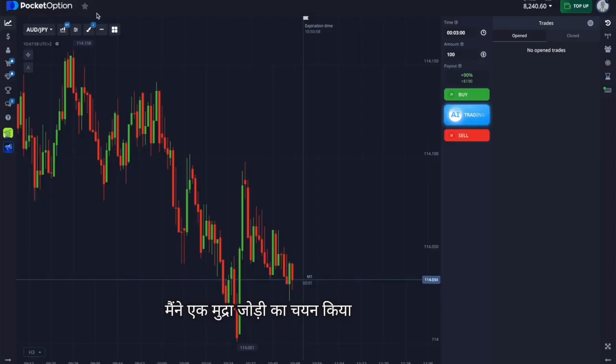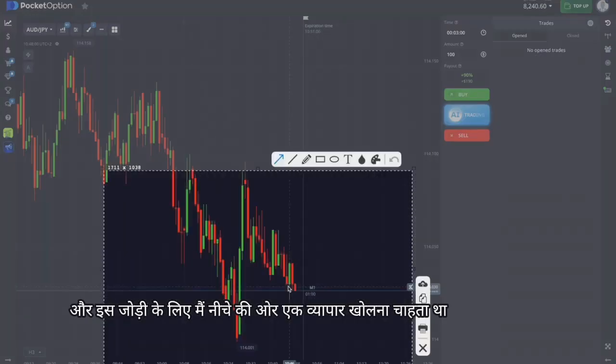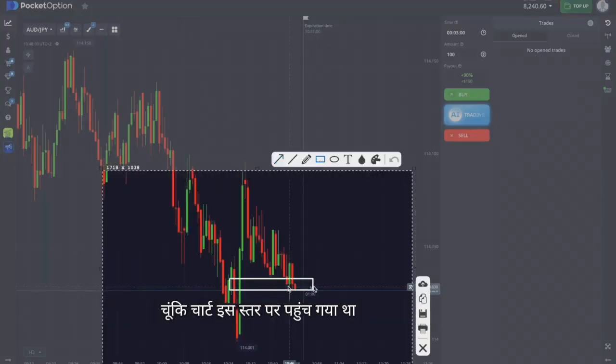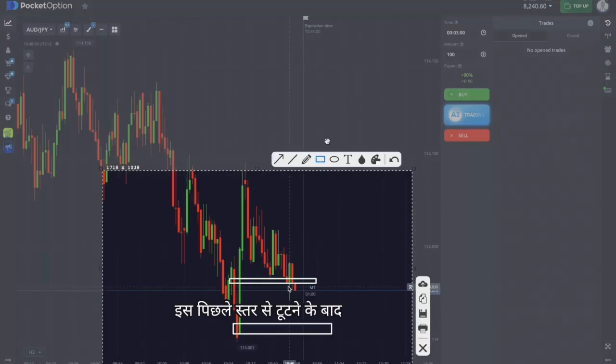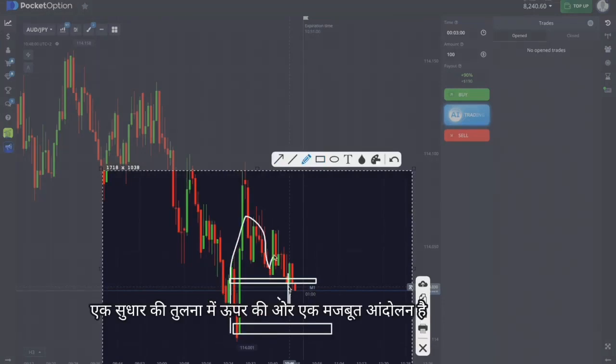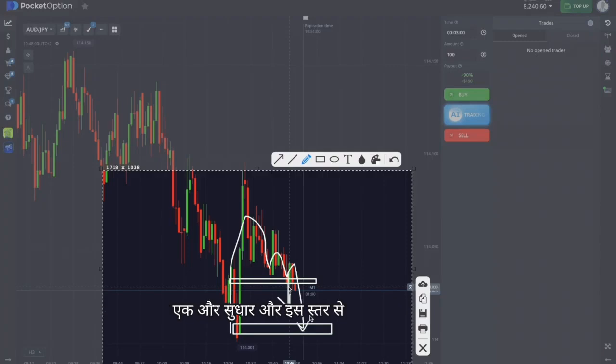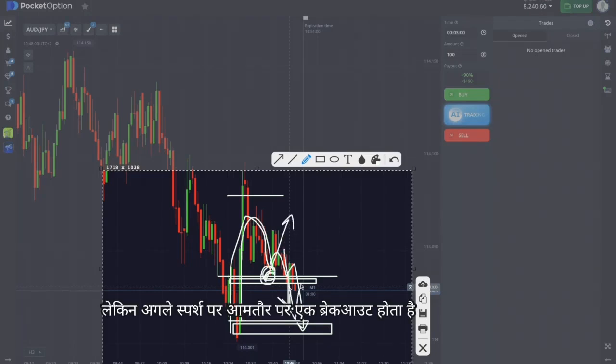I selected a currency pair, and for this pair I wanted to open a trade downwards since the chart had reached this level after breaking through this previous level. Because here there's a strong movement upward, then a correction, another correction, and from this level a downward move is expected. Look, there's an imbalance, a strong movement. In a strong movement, there's an end, a beginning, and a middle. In 90% of cases, there is a pullback from the middle. But on the next touch, there is usually a breakout.